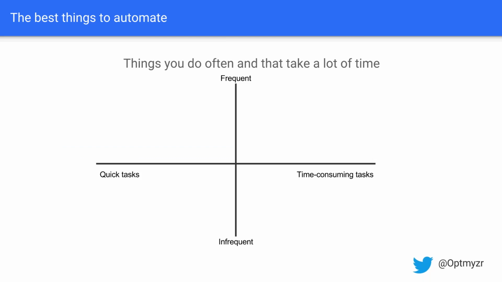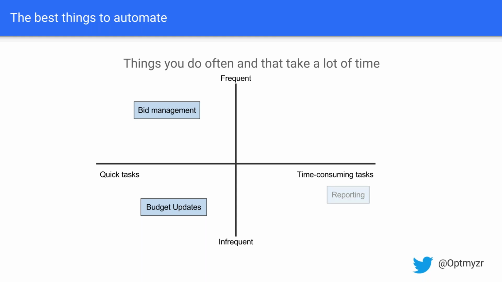For my own purposes, I draw a quadrant like this, and I try to put tasks on this quadrant of what do I do often and what takes me a lot of time. These are going to be examples, but take this and do it for your own business. Updating budgets doesn't really take me that long, so it goes right there. Something like managing bids, we're doing all the time, but it's relatively quick. It's based on just a couple of calculations, and we make some quick bid changes.